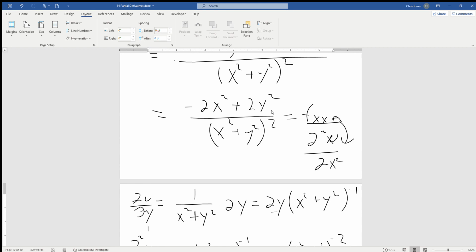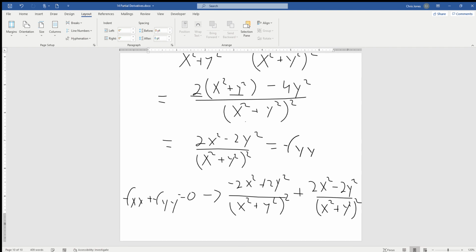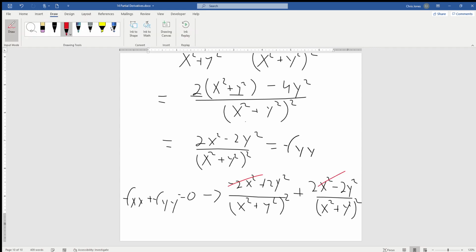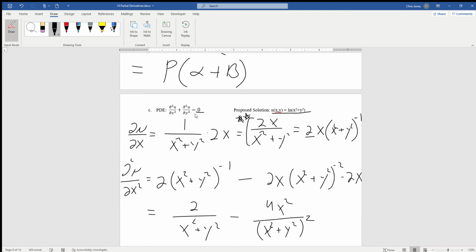Notice we have negative 2x squared plus 2y squared, all over (x squared plus y squared) squared. Then we drop down the solution we just got: 2x squared minus 2y squared over (x squared plus y squared) squared. Notice the denominators are exactly the same. We combine like terms, and 2x squared cancels with 2x squared, 2y squared cancels with 2y squared. We end up with 0 over (x squared plus y squared) squared, otherwise known as 0. And that's a good thing, because all the way back up here, remember we said that we wanted Laplace's equation to be equal to 0 after we found those partials.